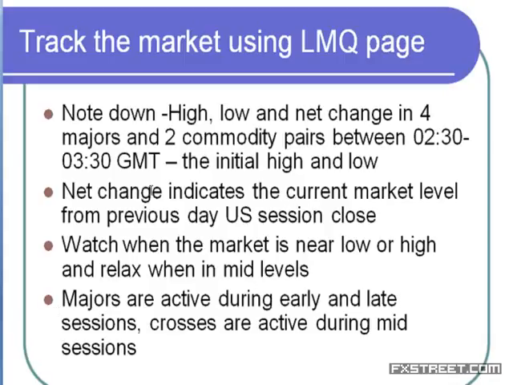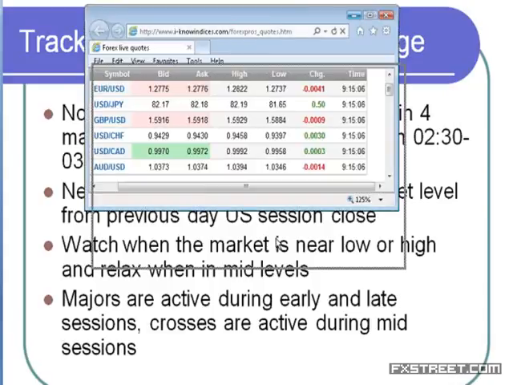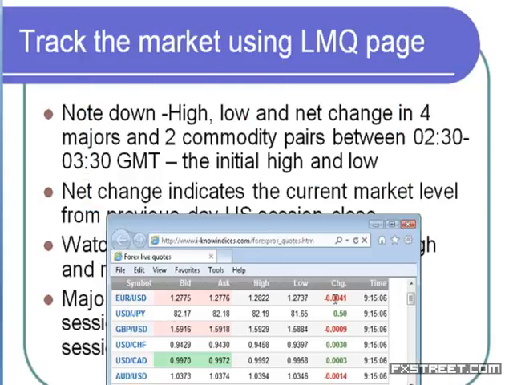So when you note down the initial low and the high around 3:30 GMT from the live market quote page, this is the live market quote page. I have also given the link. You find that the high and the low are shown, but here you come across the high as 1.2822, but the initial low was different, and I will show with the help of another slide.